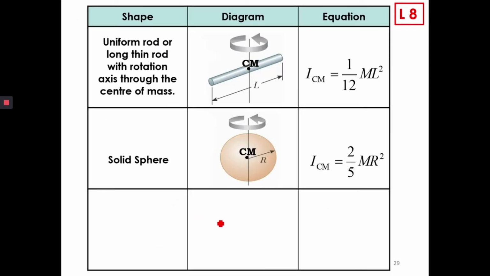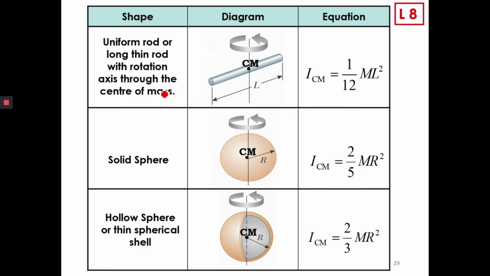Different shapes are given. A uniform rod or long thin rod, where the axis goes through the center of mass, has a moment of inertia of 1 over 12 M times the length squared. A solid sphere is 2 over 5 MR squared, but a hollow sphere is 2 over 3 MR squared. Different shapes and different positions of the axis of rotation will give you different equations for moment of inertia.